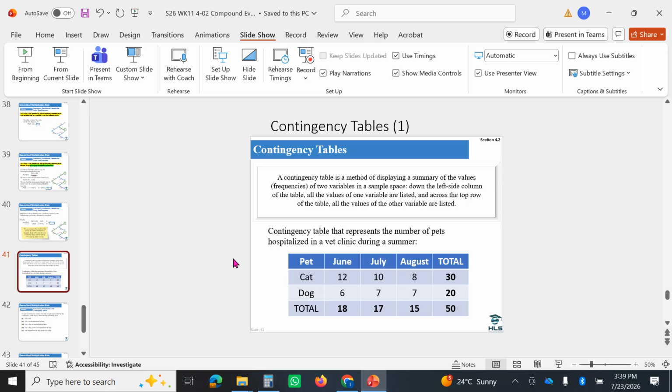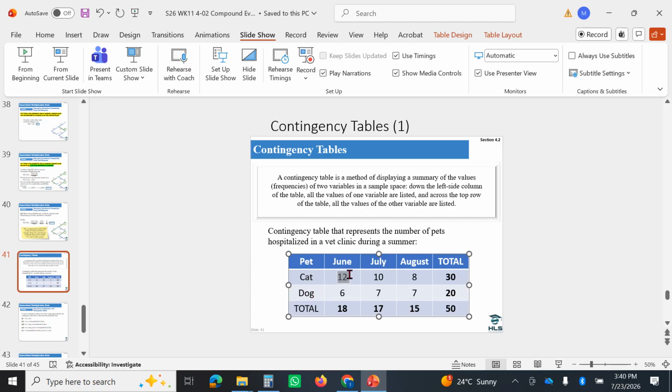The last part of week 11 here, we'll finish this up in a couple of minutes, are these contingency tables, which is the method of displaying a summary of the values, frequencies of two variables in a sample space. And you'll see there that you have parameters along the top, parameters along the left-hand side, right? So here we're talking about a contingency table that represents the number of pets hospitalized in a vet clinic during the summer. So here are my summer months, June, July, and August. Okay, and here are cat and dog.